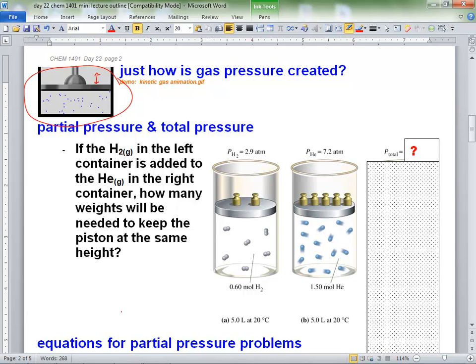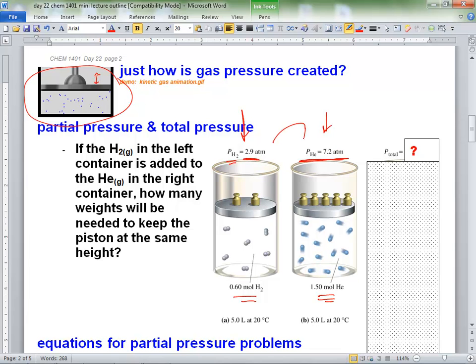So in this container, we have just hydrogen gas. Okay, and here's the number of moles of it. And in this container, we have just helium gas, and here's the moles of it. So it's pure helium. So the partial pressure, the pressure due to helium, is 7.2. There really isn't any partial pressure because it's the only gas. But they put a little subscript on it anyway. And in the hydrogen container, it's only hydrogen. So its pressure is 2.9.